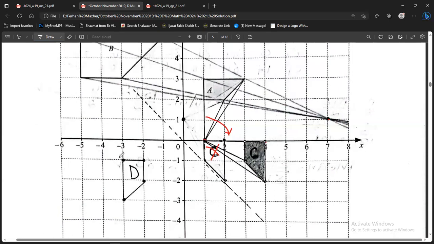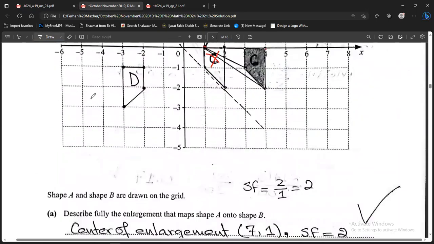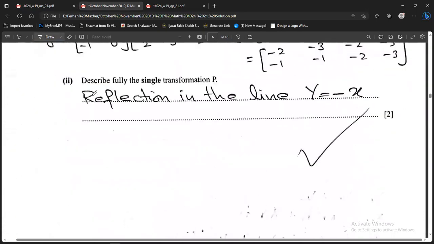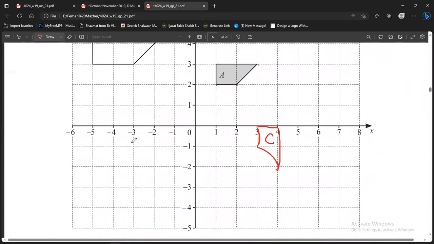So join the same points. Let's say this point, and draw the perpendicular bisector, and that will be this dotted line. And the equation of this line will be y equals minus x. So this is the line of reflection. So reflection in the line y equals minus x is my answer. That is right. So we are done with question number 3.